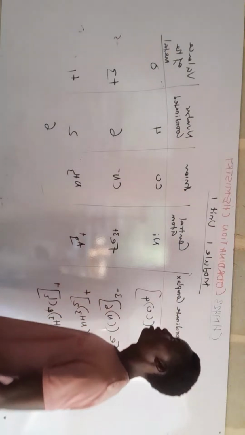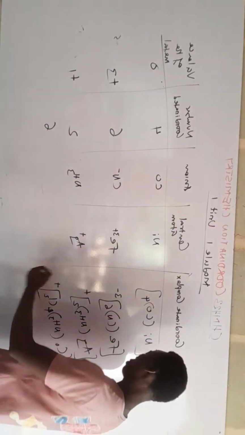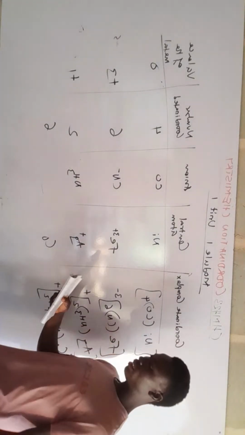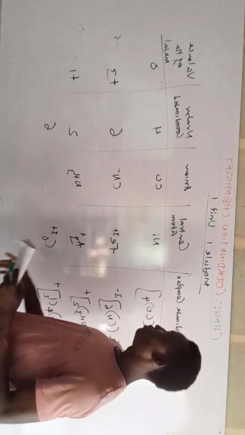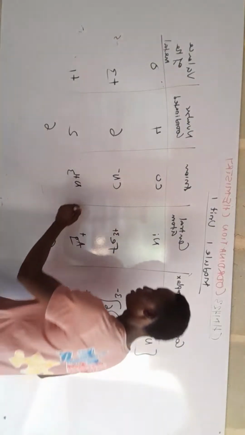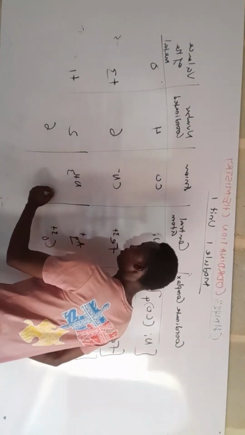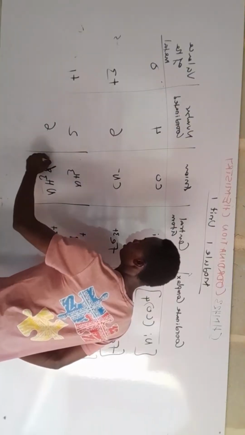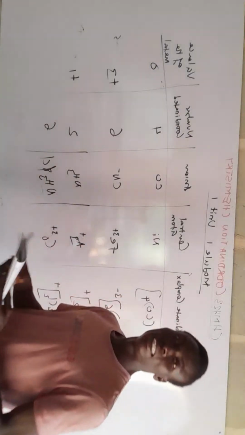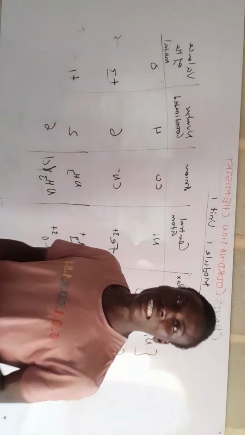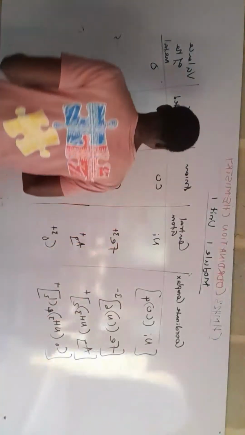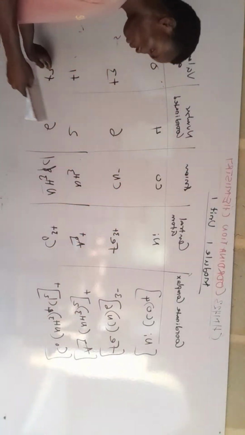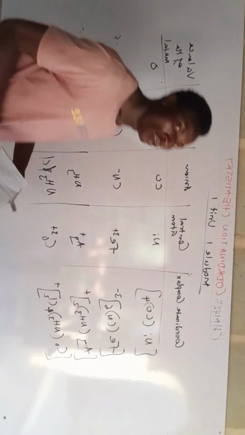That means the number of coordinates there is 6. But the central atom here is the cobalt itself, which is 3 plus. Now, from what we have there, the anions are 2 in number. What are the anions? The NH3 and the Cl. Exactly. They are the anions that we have in this place. Now, what else do you have there? The valence of the metal is +3, or you write 3 plus. That is another point there.